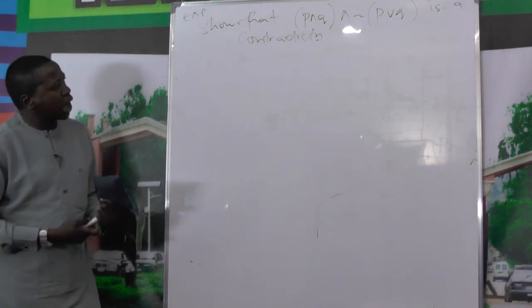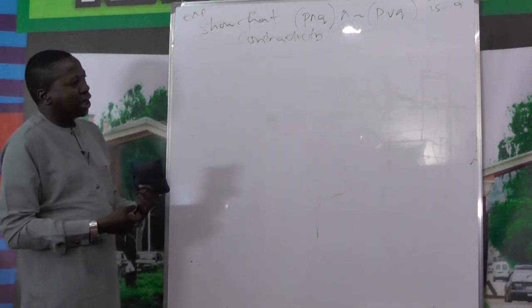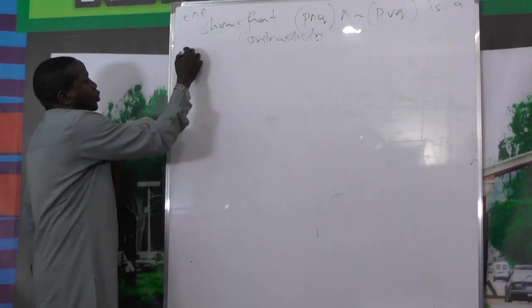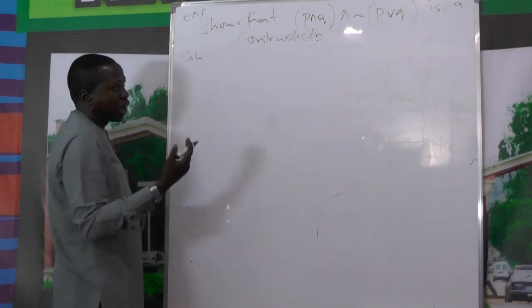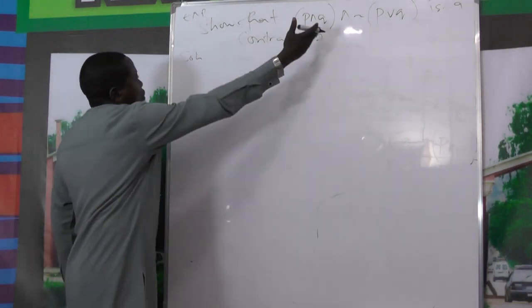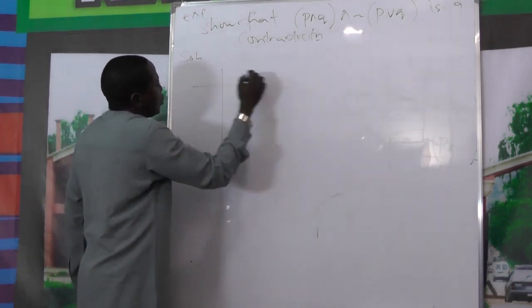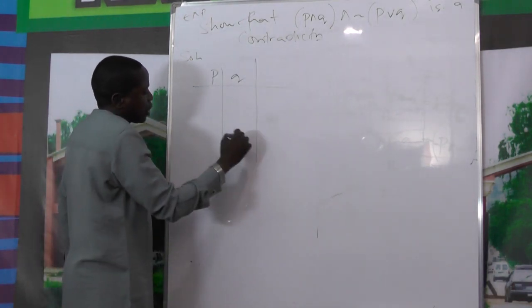So now how do we do it? We follow the same way as we did under tautology. Now you check the solution. How many statements do you have as well? Like I said earlier, you have two statements, P and Q. So now we have our P and we have our Q here.